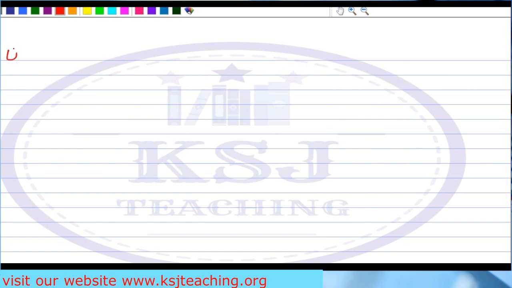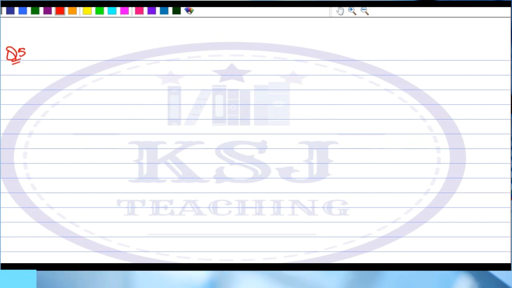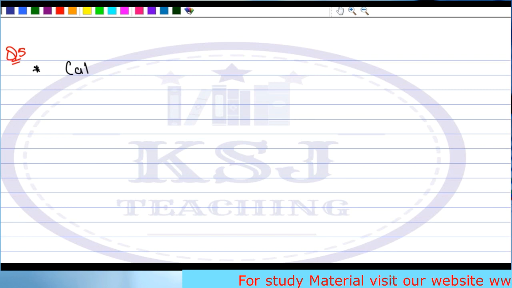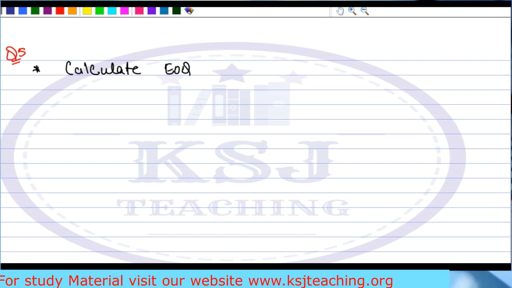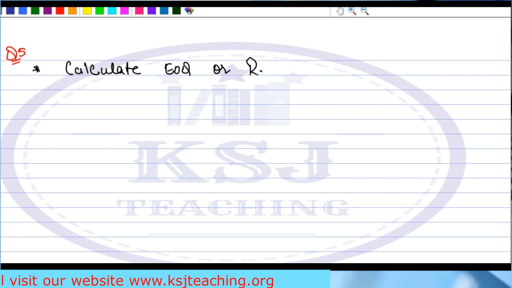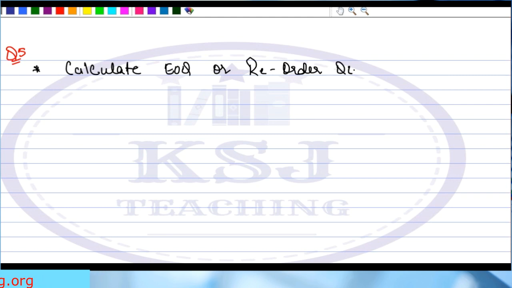Okay, sir. Question number 5, A part. First we'll do the calculation of EOQ. First, what you have to do is, for the inventory levels, you will have to calculate EOQ, or what we call reorder quantity.